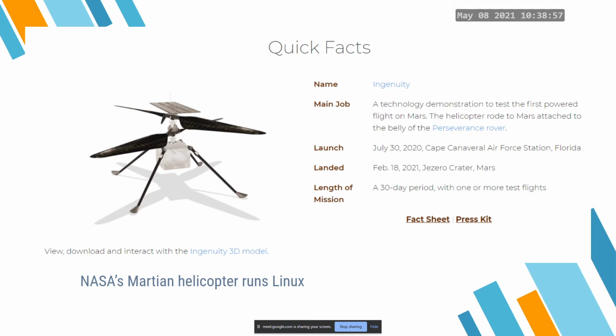Actually, you can find the project on GitHub also. The software that powers the Mars helicopter is actually open source on GitHub. You can find it there. Basically, yeah, they are open source. So now Linux is on Mars as well, not on Earth only.